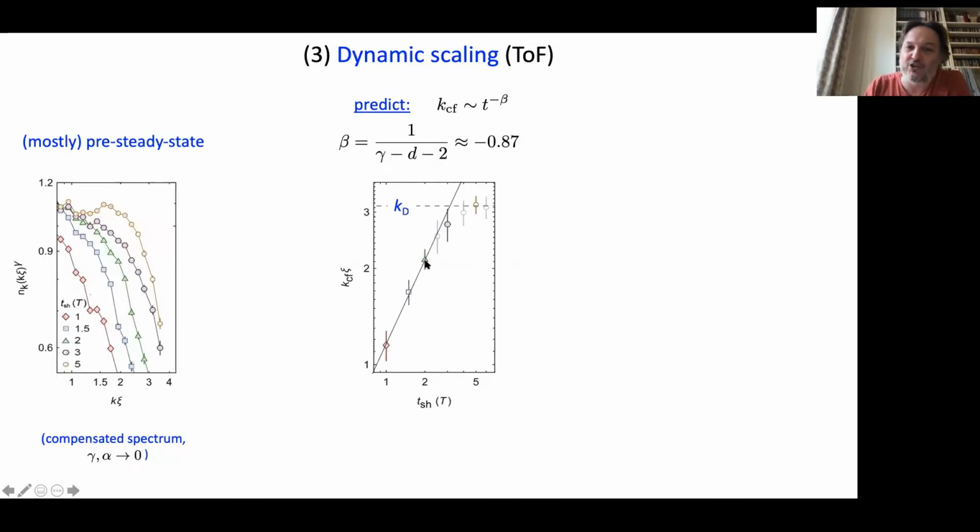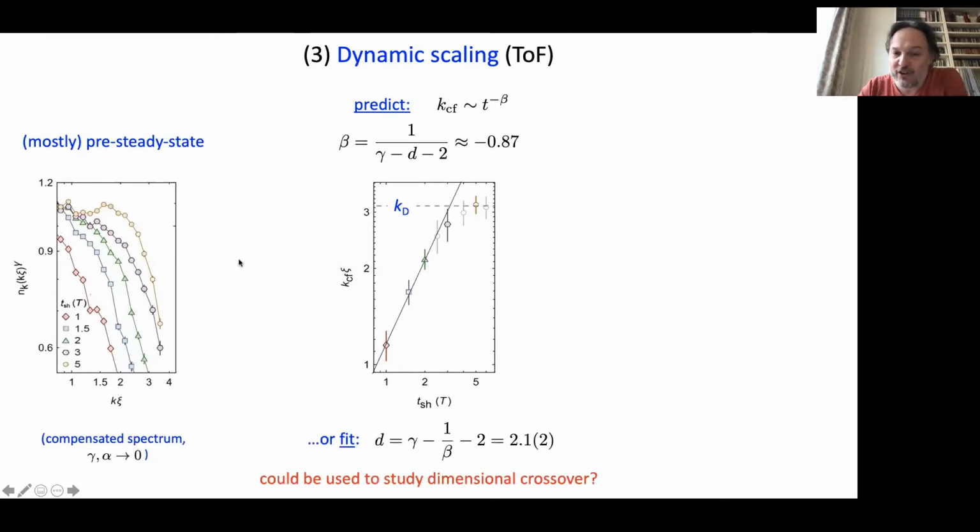Okay, so here the theory is just drawn. This is the theoretical prediction. So this is what the cascade front follows until, of course, it hits the dissipation scale. Then it has to saturate there. Then it's stuck there. Or I could turn this around and fit the dimensionality as a free parameter.